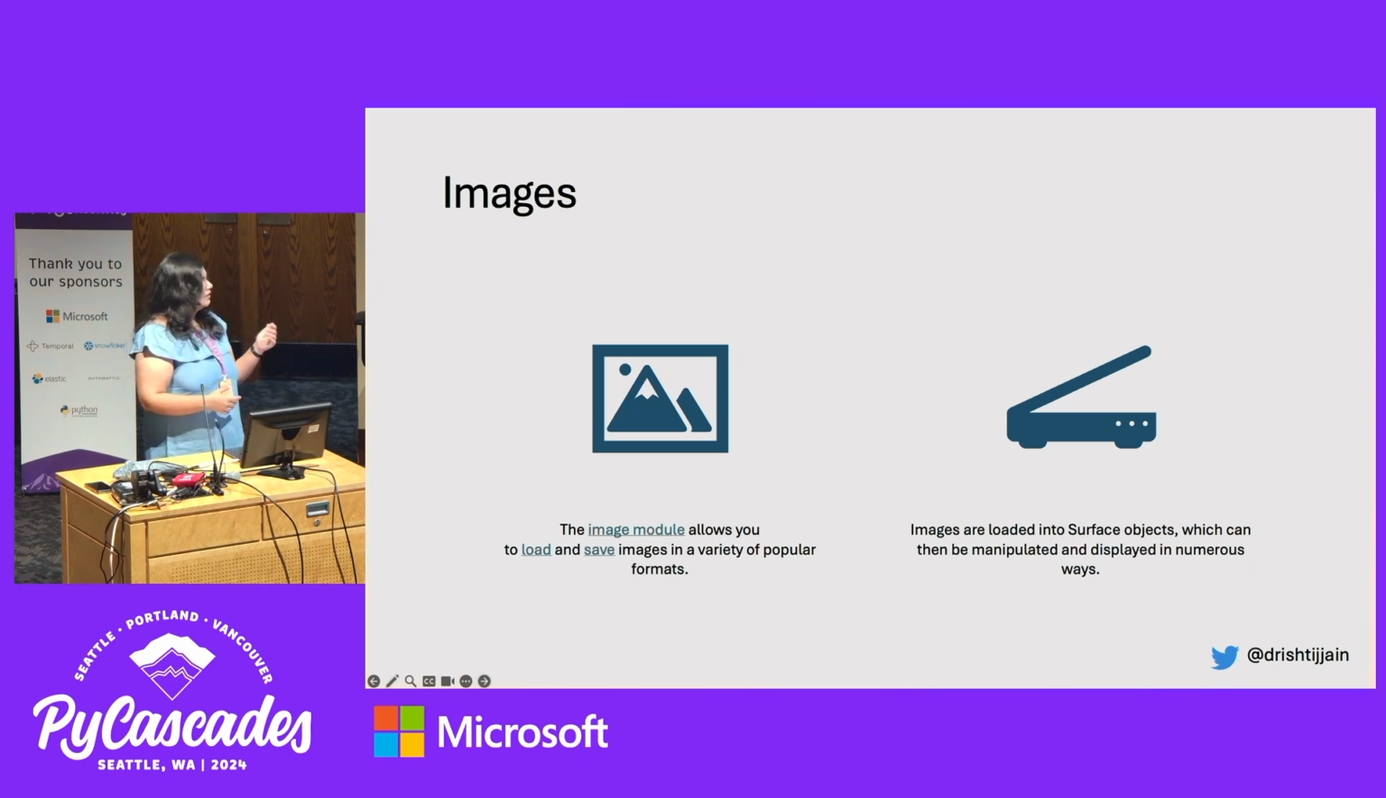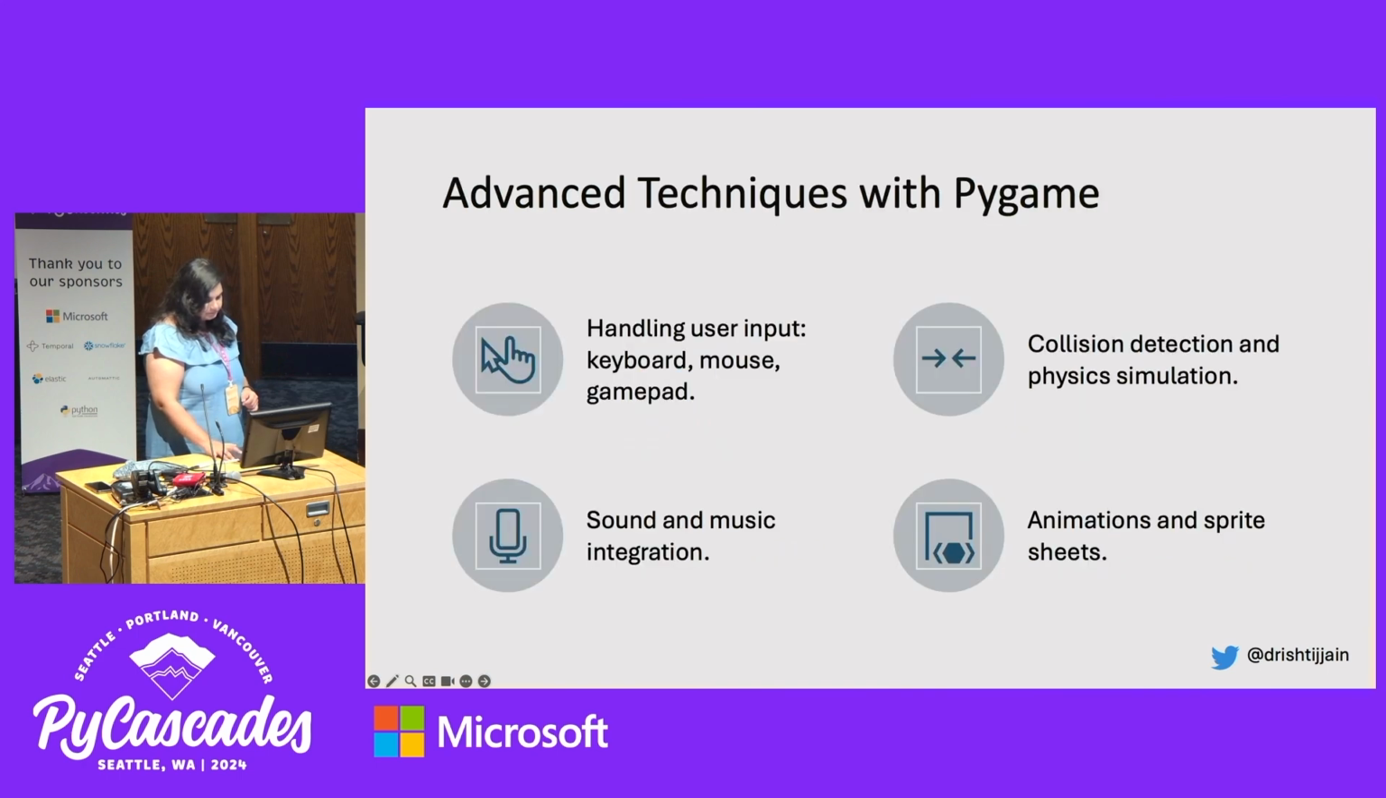The next is surface objects. Images are loaded into surface objects, which can be manipulated and displayed in multiple ways. So again, based on the game application you have, use different tweaks and tricks so that you incorporate a bit of 3D, because that becomes more engaging for the user, and then add in your images.